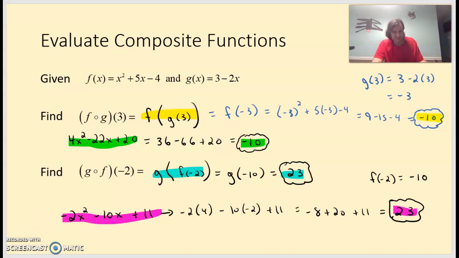Okay. So the composite function takes one function and plugs into the other. But in this case, if you actually have a value, you could plug that value into the composite, or you could follow it through the making of the composite.